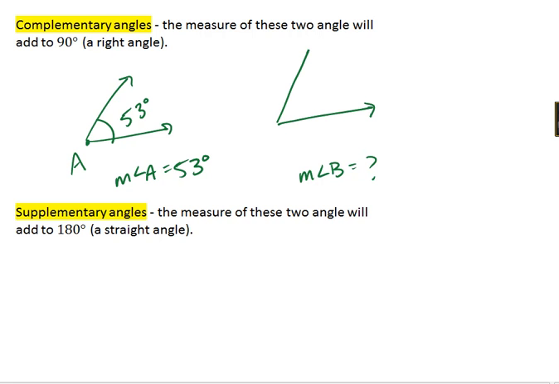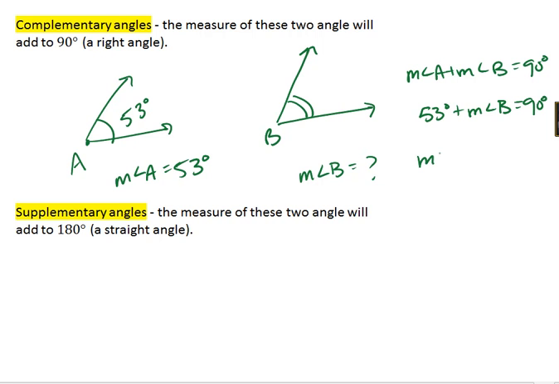Well, we know that the measure of angle A plus the measure of angle B must equal 90 degrees. Which means 53 degrees plus the measure of angle B equals 90 degrees. So the measure of angle B equals 90 degrees minus 53 degrees, which equals 37 degrees. And that is our final answer.